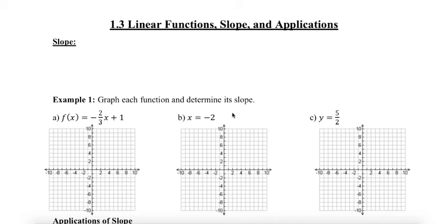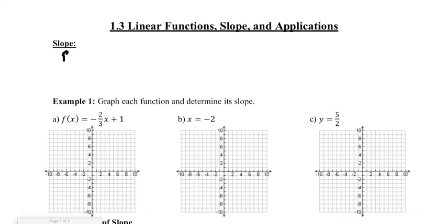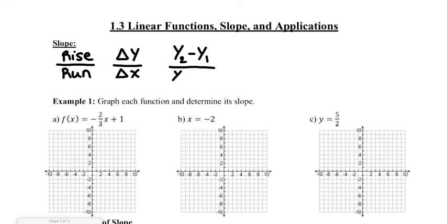So just a friendly reminder on what slope is. Slope is the rise over the run. We might also see that as the change in the y values divided by the change in the x values. If we have ordered pairs, we'd see that as y2 minus y1 divided by x2 minus x1. And then you can also do y1 minus y2 divided by x1 minus x2. Just make sure you stay consistent on which piece you're pulling from.